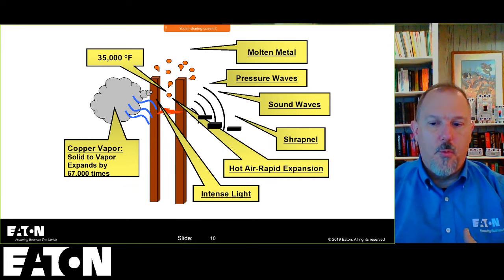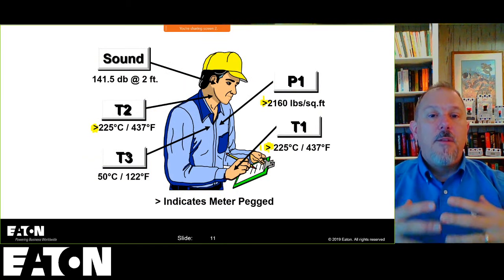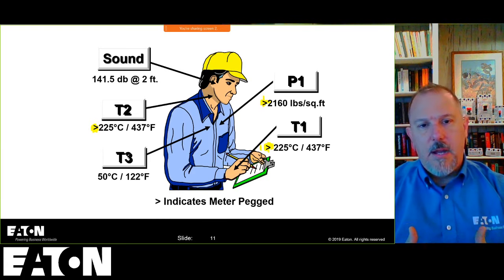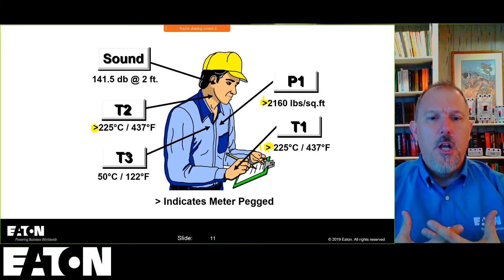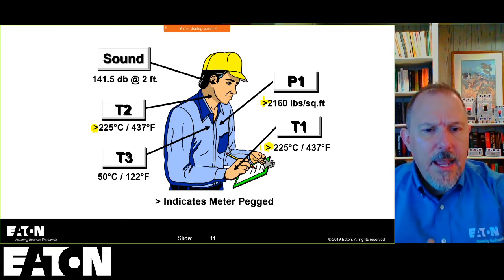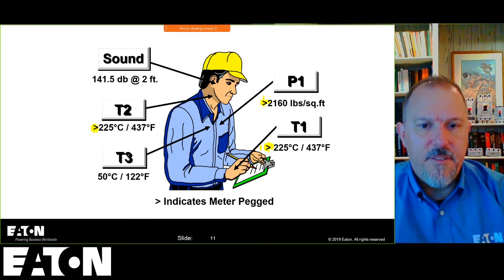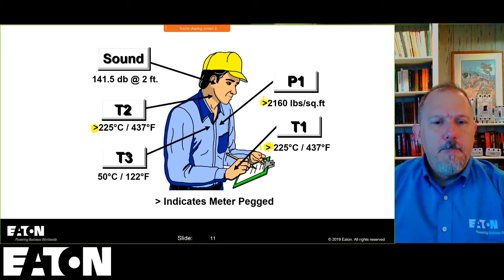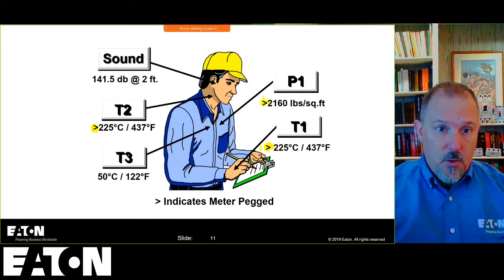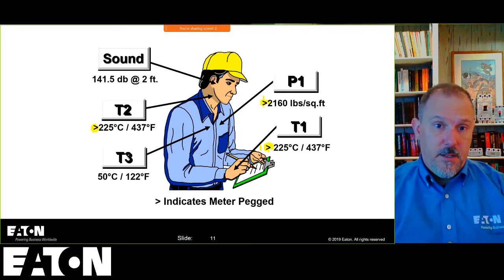You saw the pressure wave, and for that mannequin that was standing in front of it, he had more than, anything with a greater than symbol is more than. So you had more than 2,000 pounds, 2,160 pounds per square foot pressure on his chest. The hands and the neck were pegged at over 437 degrees Fahrenheit, and the temperature at the chest was 122 degrees Fahrenheit, and the sound was more than 141 decibels. So it's a very violent event.